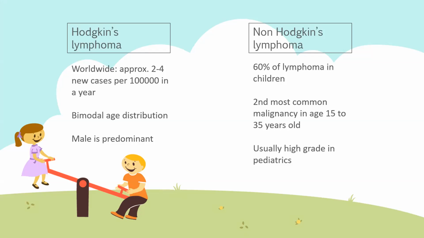For non-Hodgkin lymphoma, it contributes 60% of lymphoma cases in children, and it is the second most common malignancy in ages 15 to 35 years old. Usually in pediatrics, it is higher in grade. So next.